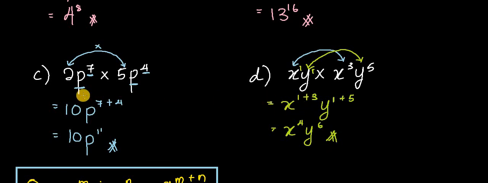Alright. So the difference between question C and D: in question C, the numbers here, you can just times them. It doesn't matter. You can just times them and you can get your answer.